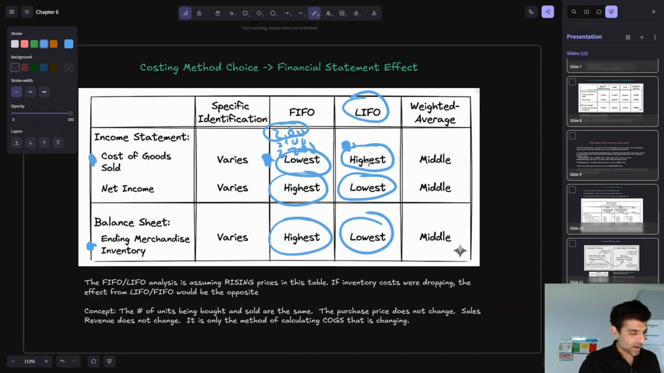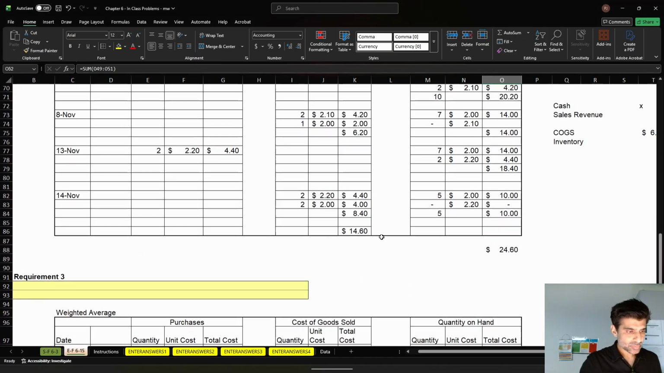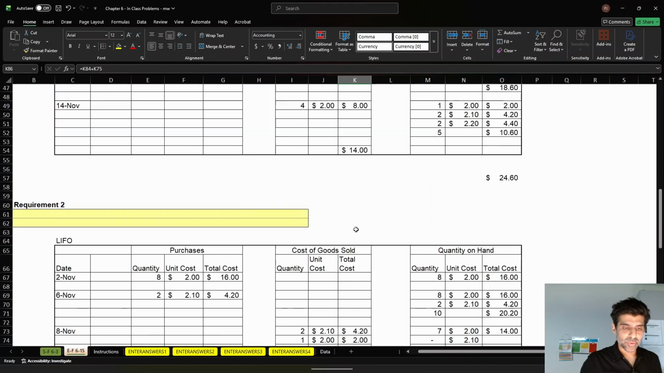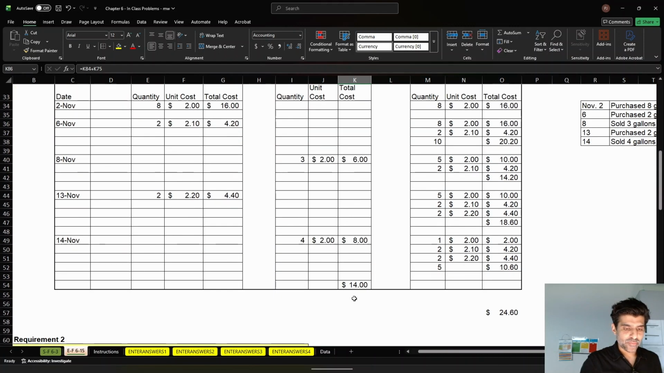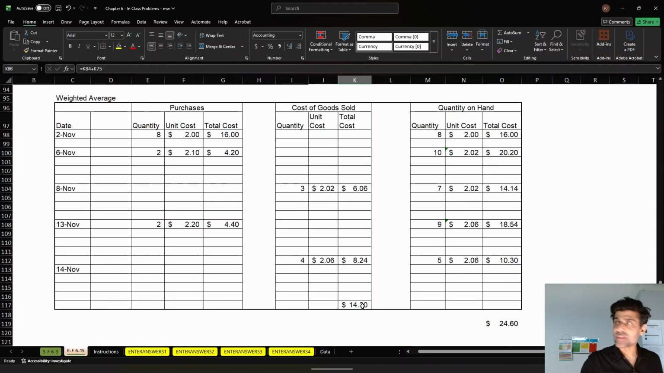So under LIFO, we had highest cost of goods sold and lowest inventory between the three. Let's just see. So LIFO had $14.60 as the cost of goods sold. FIFO had $14, and weighted average had $14.30.